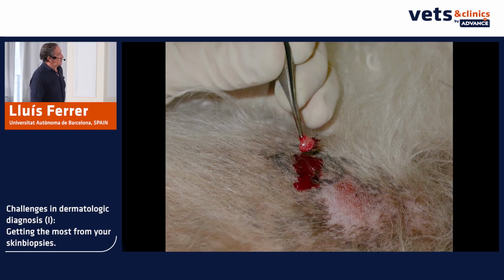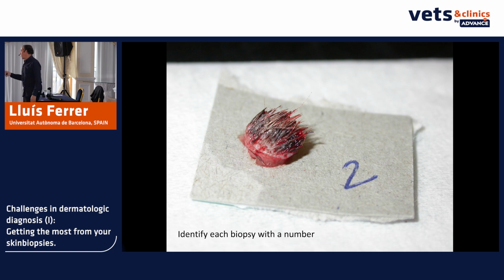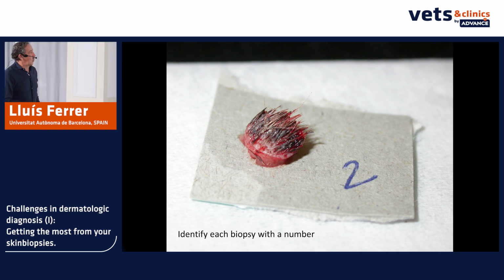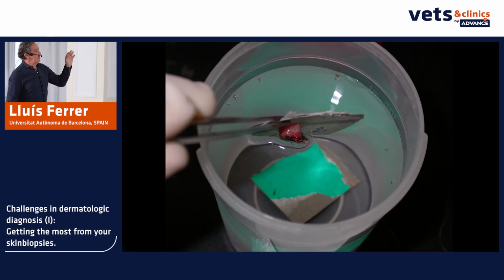Here you see the biopsy, and you can identify the different biopsies that you are taking. You take 4 or 5. Number 2 is from the neck with, let's say, papules, or number 2 belongs to one leg with erythema and scaling. We usually put it on a piece of cardboard. This remains attached because of the blood, and then directly to formalin.